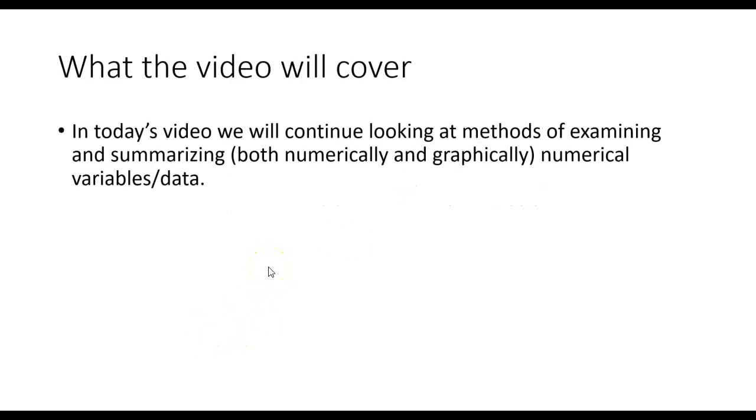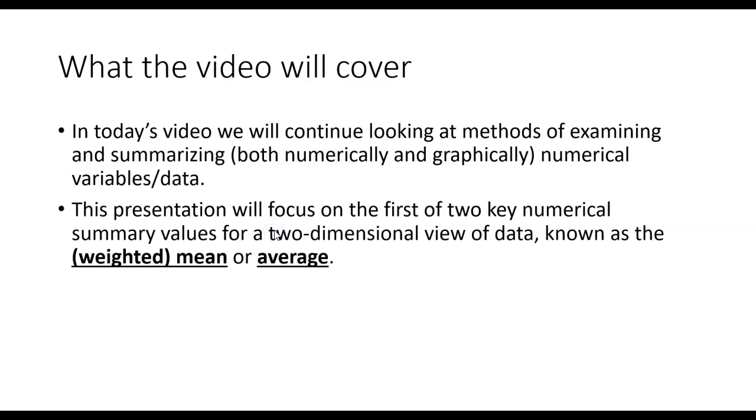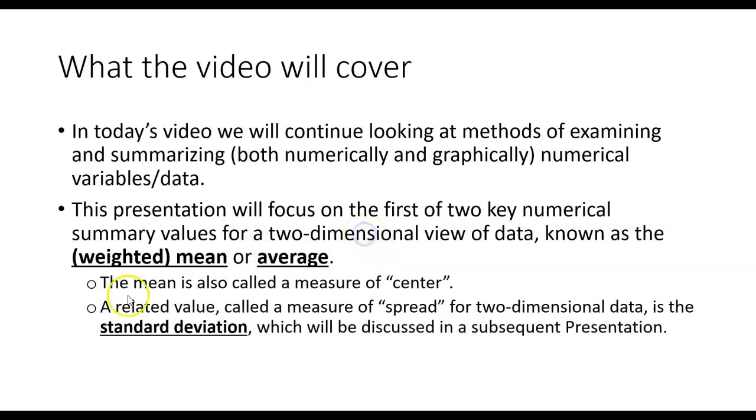In today's video, we will continue looking at methods of examining and summarizing, both numerically and graphically, numerical variables or data. This presentation will focus on the first of two key numerical summary values for a two-dimensional view of data, known as the weighted mean or average. The mean is also called a measure of center. A related value, called a measure of spread for two-dimensional data, is the standard deviation, which will be discussed in a subsequent presentation.